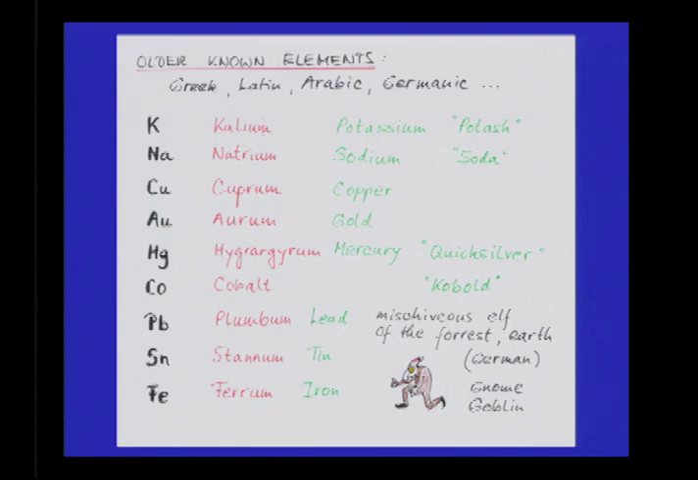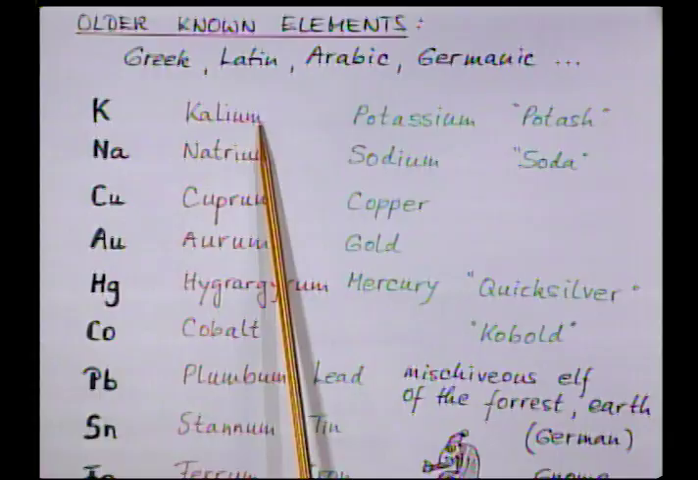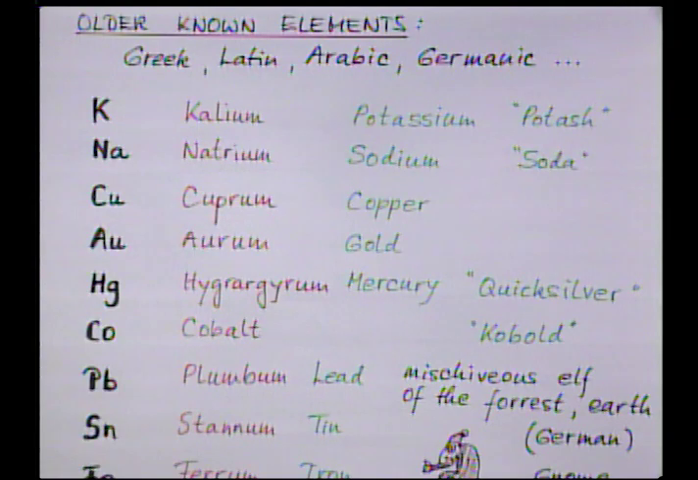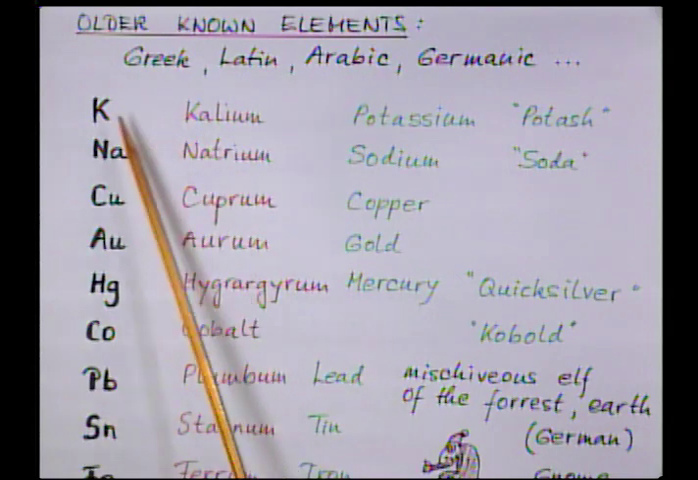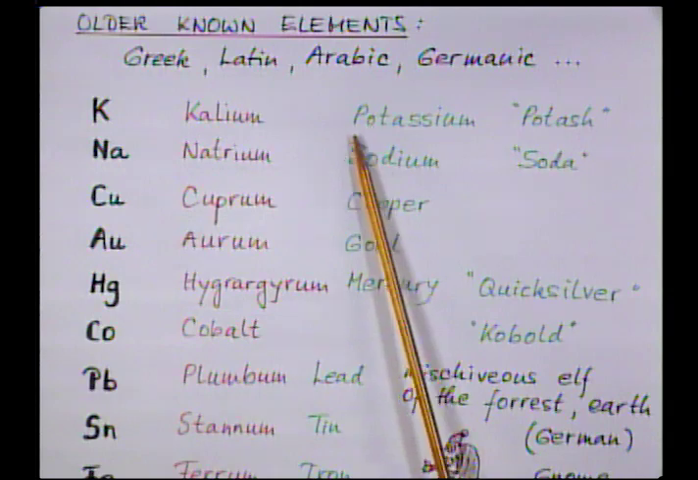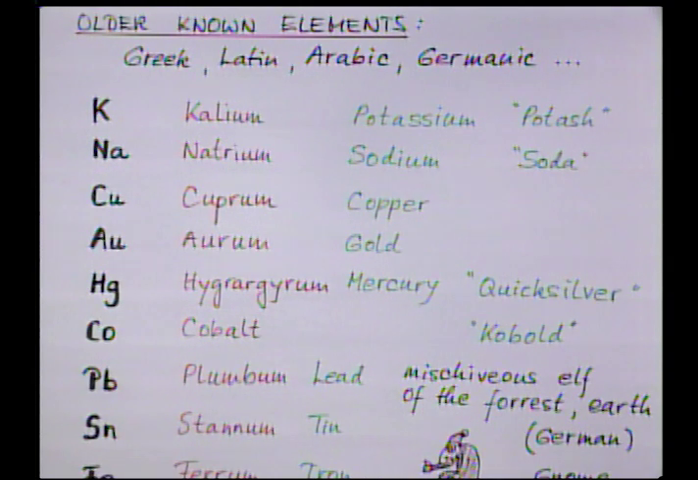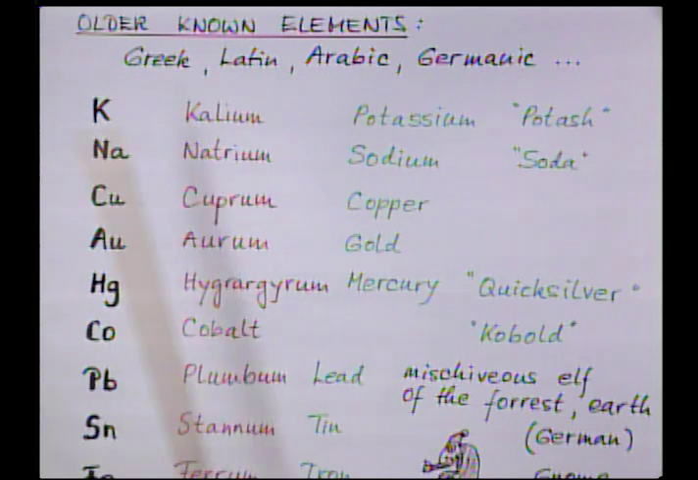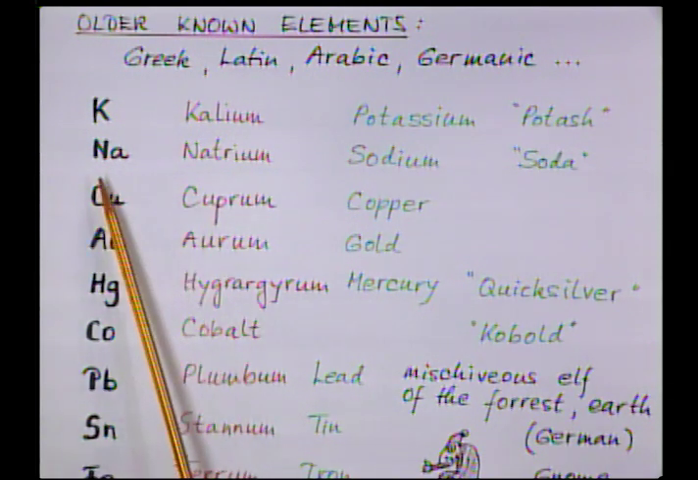Now, the older elements derived from Greek, Latin, Arabic, Persian, or Old Germanic roots. K, for instance, means kalium or potassium. Potassium is derived from potash, or Pottasche in German. So the symbol is for kalium. Although here in the English-speaking world we say potassium, in the German-speaking world they still use kalium as a name. So it's sort of switched.